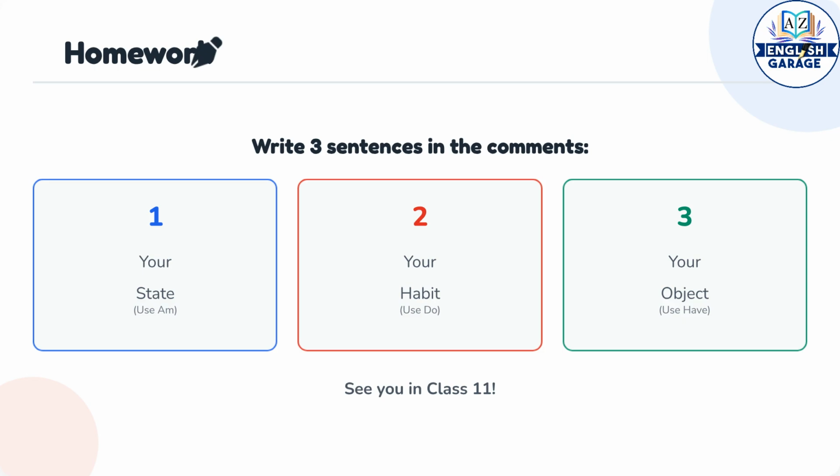For homework, write 3 sentences. 1 about your state using am, 1 about your habit using do, and 1 about an object you own using have.